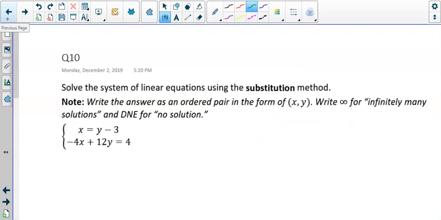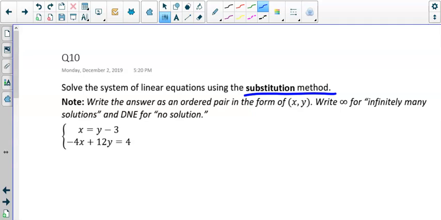All right. Notice this guy says substitution. And again, you could do any method you want for this. If you like to do elimination, you could do elimination on this. If you want to go into your calculator and graph it, you can go into your calculator and graph it. But this really is going to be the easiest with substitution. This is 2.4.